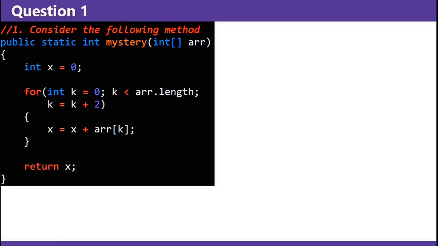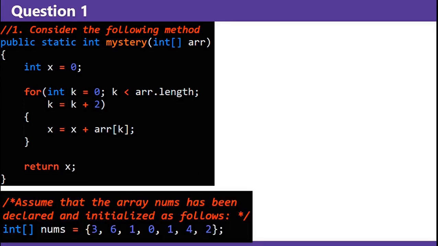Question 1. Consider the following method. public static int mystery(int[] r), int x equals 0, for int k equals 0, k less than r dot length, k equals k plus 2. Inside the for loop, x equals x plus the current array member you're looking at. So you're totaling up the array members you're looking at in the loop, and then at the end you're returning x. Assume that the array nums has been declared and initialized as follows.